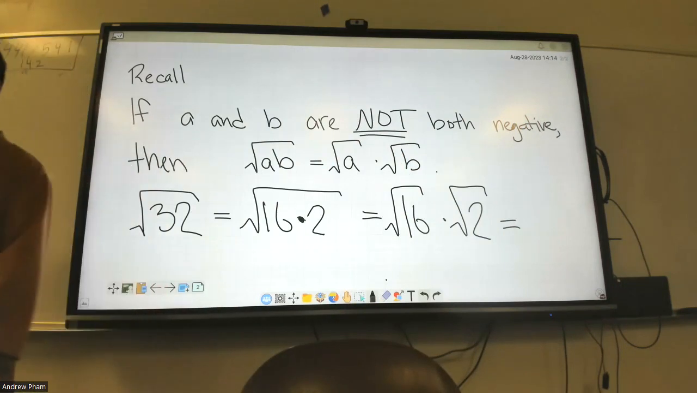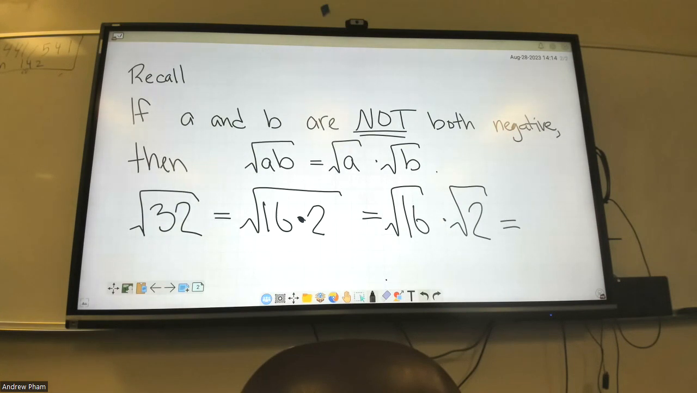Why is that useful for me to write it that way? How can I clean that up? Well, they're a placeholder for a number.